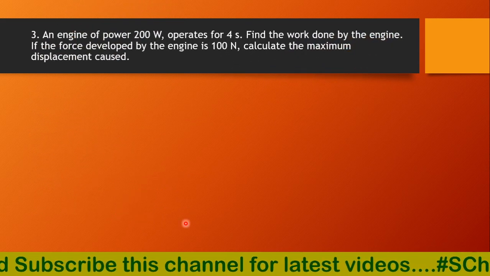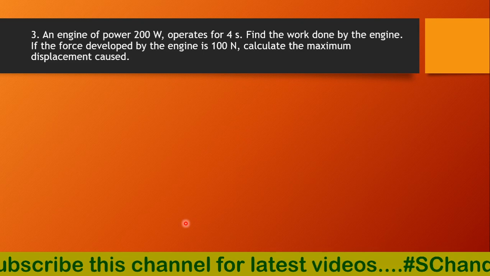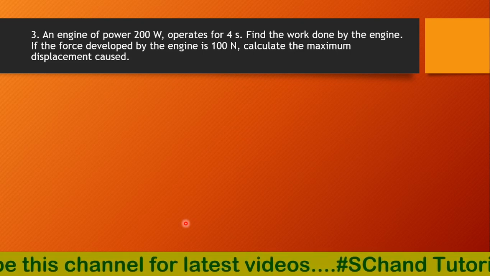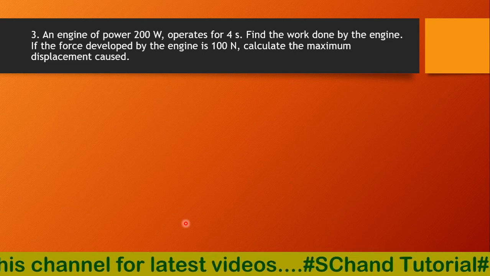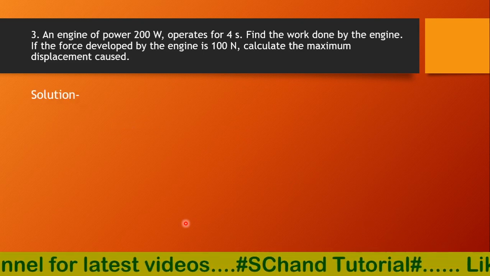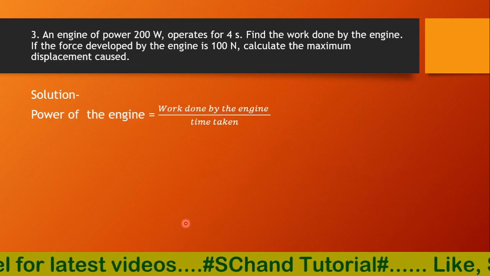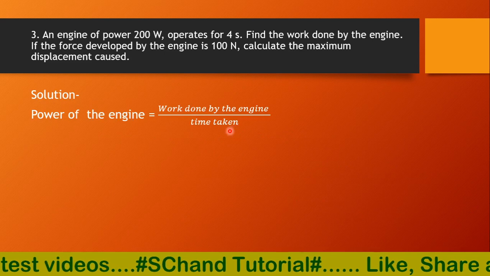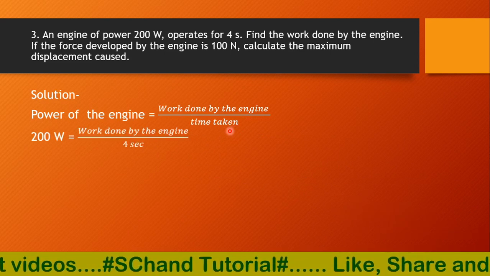Then next we have number third. An engine of power 200 watt operates for 4 seconds. Find the work done by the engine. If the force exerted by the engine is 100 Newton, calculate the maximum displacement caused. So here we have power of the engine is equal to work done by the engine over time taken. So work done we have to calculate here.